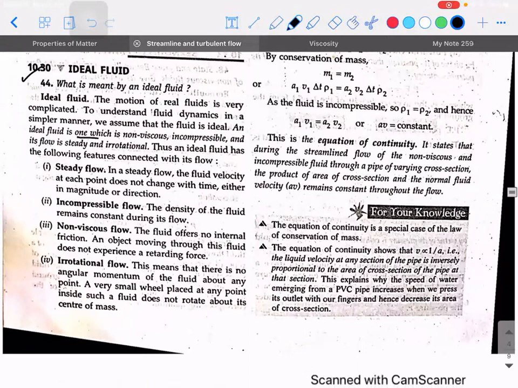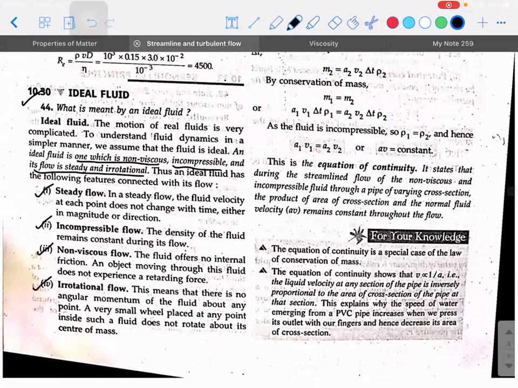An ideal fluid is one which is non-viscous, incompressible, and the flow is steady and irrotational. So the ideal fluid should have all these properties. It should be in a steady flow, it should be incompressible, it should be non-viscous, and it should be irrotational.